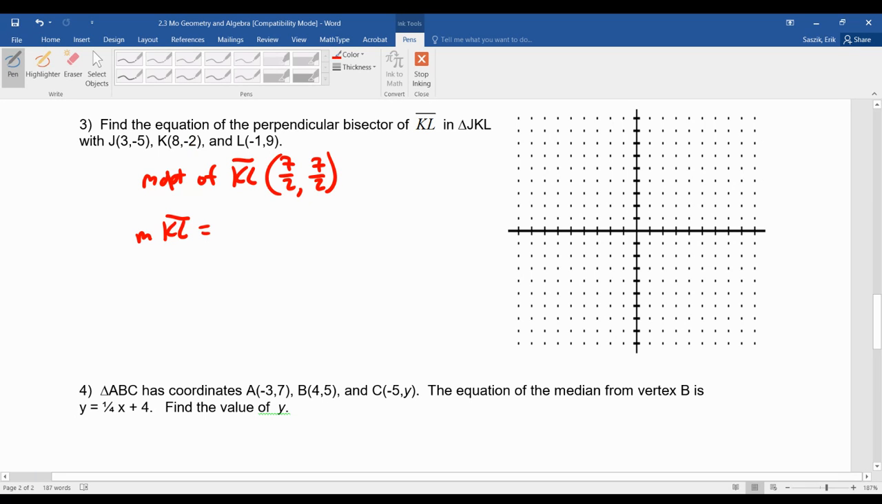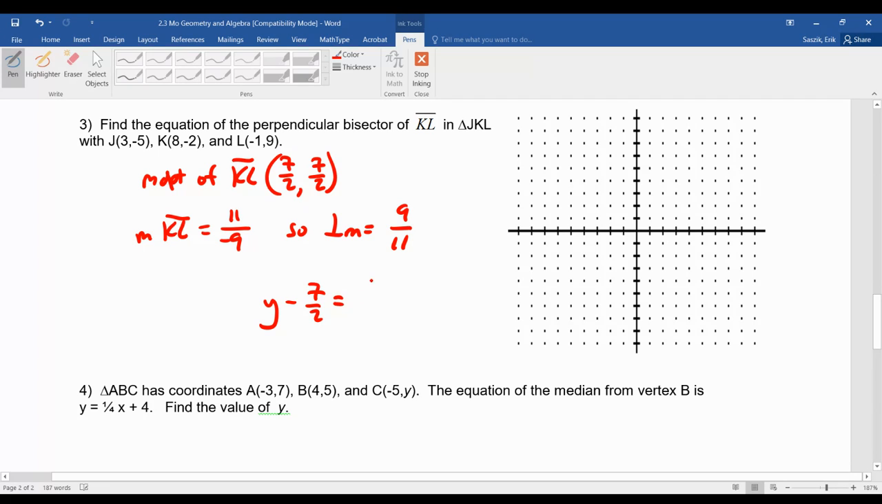9 minus negative 2 would be 11. Negative 1 minus 8 would be negative 9. So the perpendicular slope would have to be positive 9 over 11. Again, it's asking for an equation. It looks really ugly with this fraction, but with point-slope form, it's no big deal.